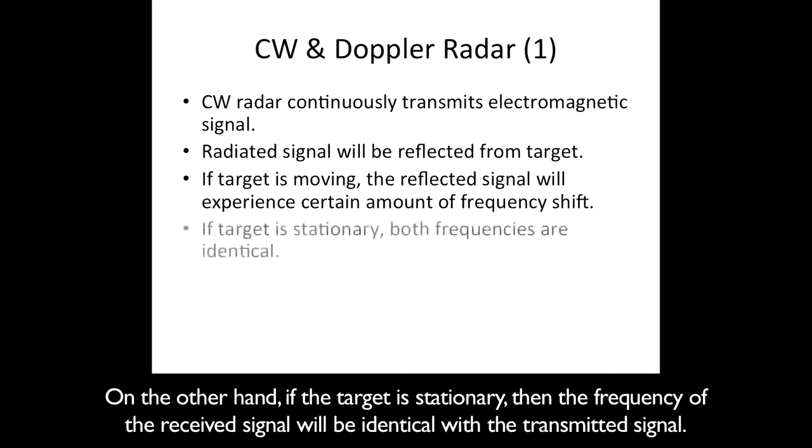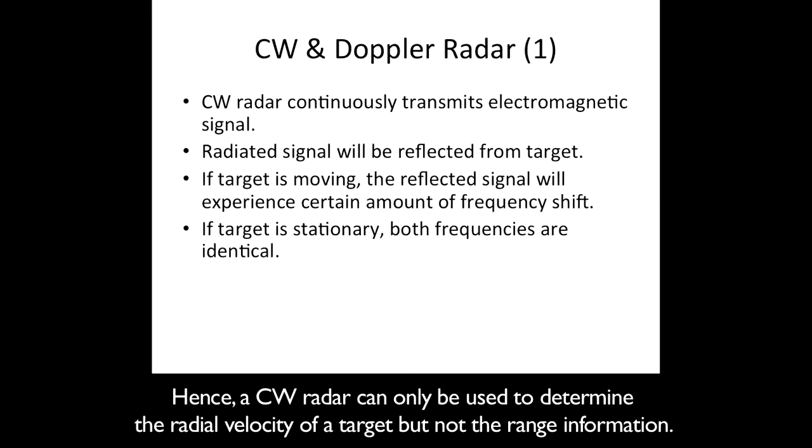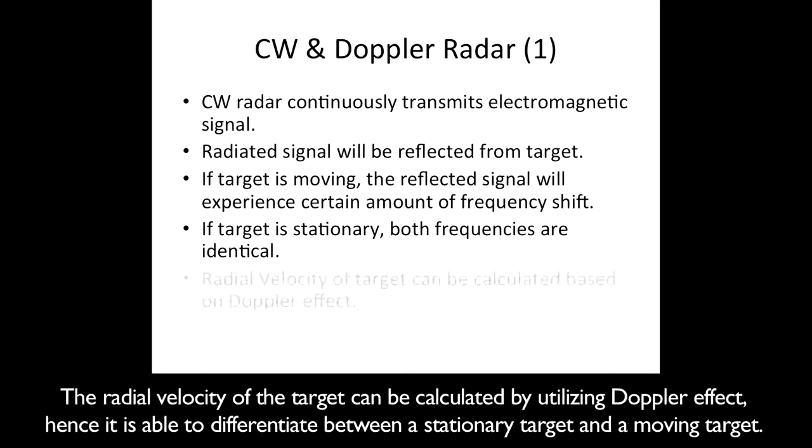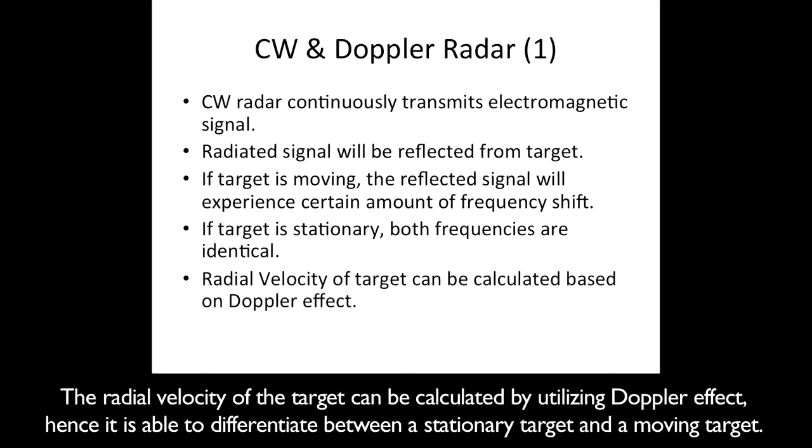On the other hand, if the target is stationary, then the frequency of the received signal will be identical with the transmitted signal. Hence, a CW radar can only be used to determine the radial velocity of a target, but not the range information. The radial velocity of the target can be calculated by utilizing Doppler effect. Hence, it is able to differentiate between a stationary target and a moving target.